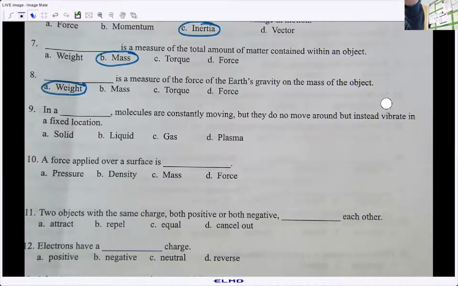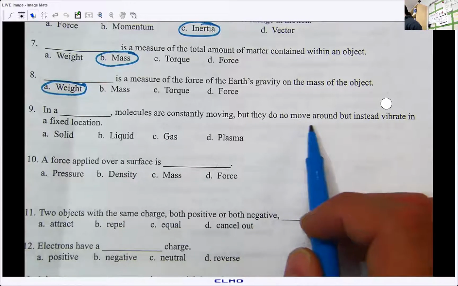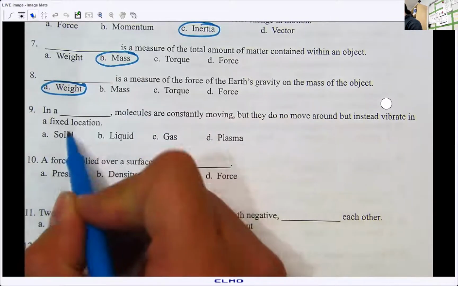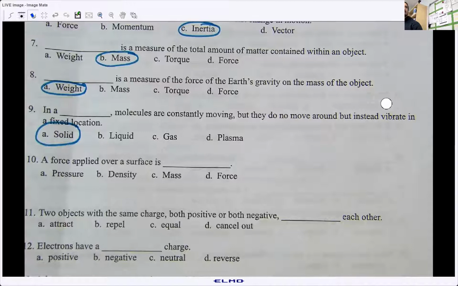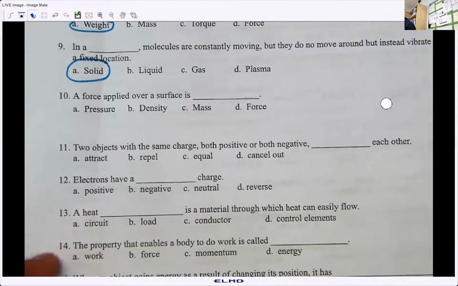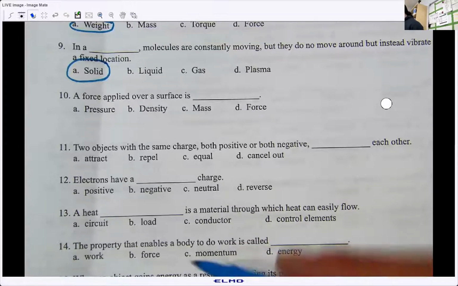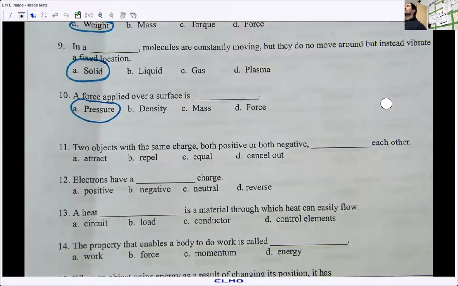In a blank, molecules are constantly moving, but they vibrate in a fixed location. That's a solid. They can't move around. They're stuck together. They're bonded. Number 10, a force applied over a surface is pressure. So when you apply a force to something, you're applying pressure to it at that point of contact.